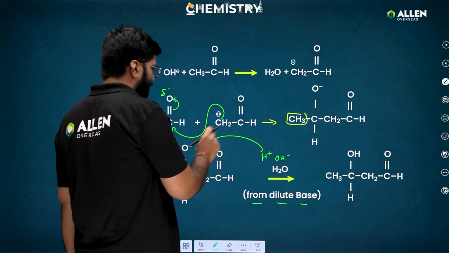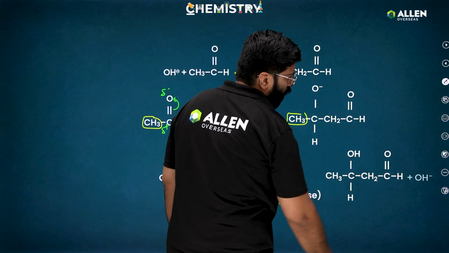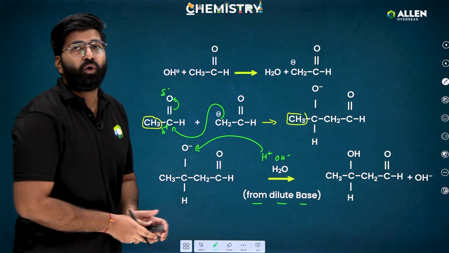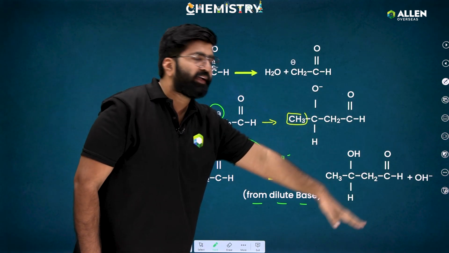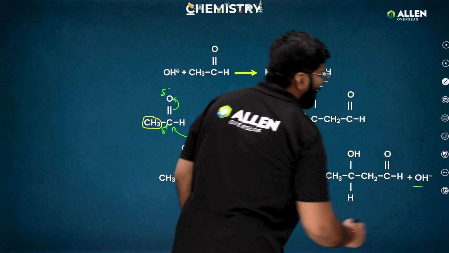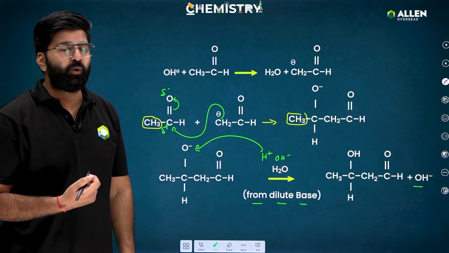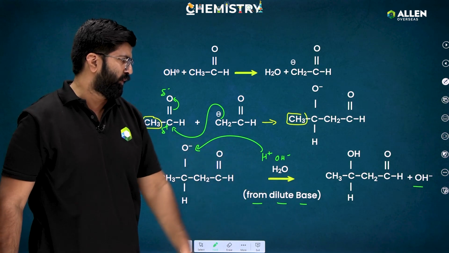So in the end, what actually is produced? From here, H has been accepted by this from your H2O, and over here we get our OH minus. So if you will recall, at the beginning we used our OH minus, and at the end of the reaction, OH minus is actually produced. It means OH minus over here is acting as a catalyst. Okay, so now we understood the rough idea of the reaction, how the reaction is going to happen.